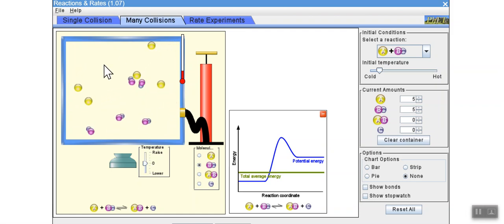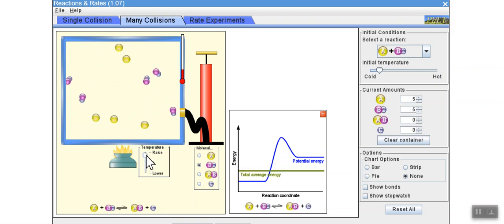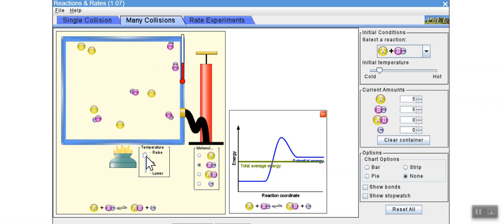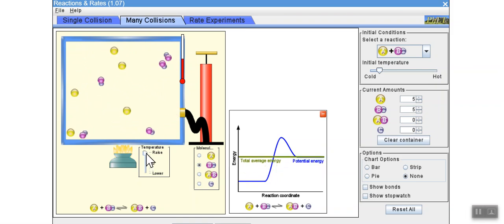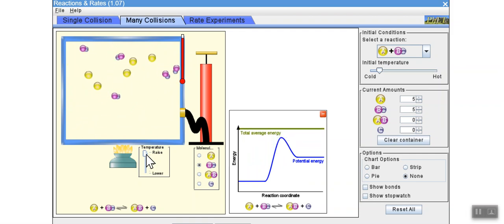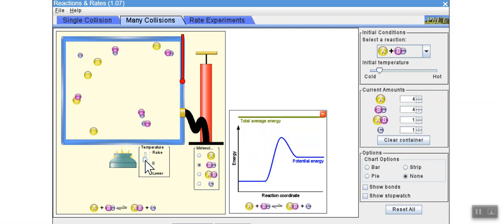So one of the ways that we can increase the rate of the reaction is to increase the temperature by heating up the solution. When we heat up the solution, essentially what we're doing is adding energy to the reactant molecules. So you'll see that these reactant molecules start to get more energy as the temperature goes up. As a result, they're colliding much more vigorously, and when they do collide, you get the new product being formed.